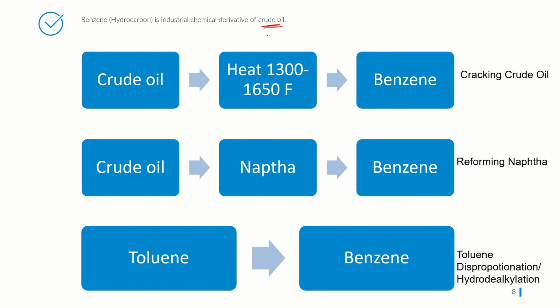So how do I produce benzene? In total, there are 3 processes. We don't need to understand the process. I'm just telling you, you take crude oil, you heat it, it creates benzene. This is called cracking of crude oil. You take crude oil, you convert it into naphtha, and from naphtha you can derive benzene. This is called reforming naphtha. And then you take toluene. Toluene is also a derivative of crude oil. You convert toluene into benzene, and this is called hydrodealkylation or toluene disproportionation, right?